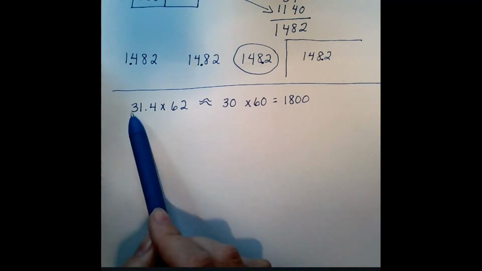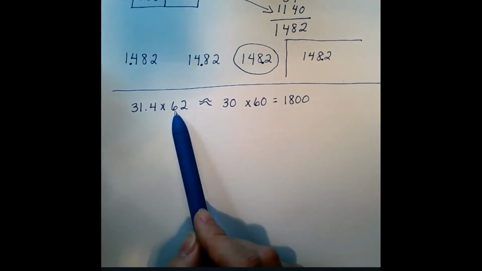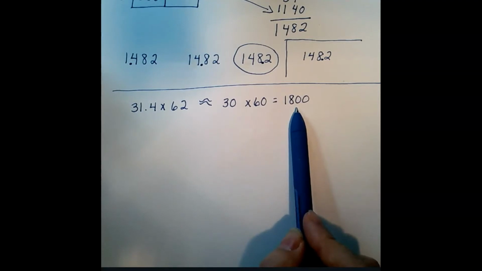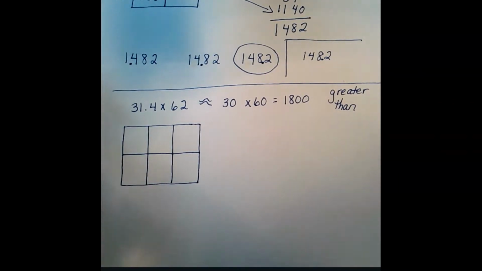Well, 31 4/10 is greater than 30, and 62 is greater than 60. So I would expect for my answer to be greater than 1,800. Now create an area model and solve using a standard algorithm. Then come back and we'll check your answers. Remember, right now we're going to take the decimal out and we'll put it back in at the end.